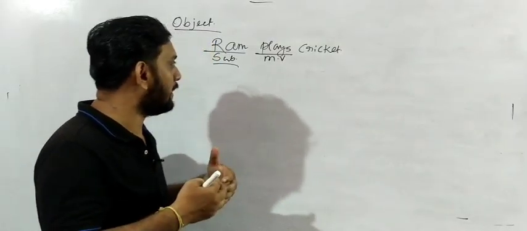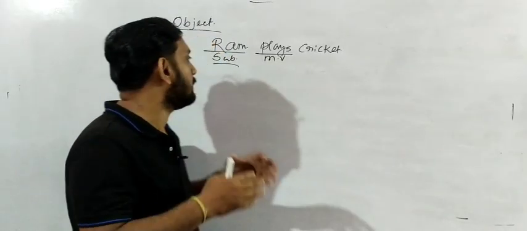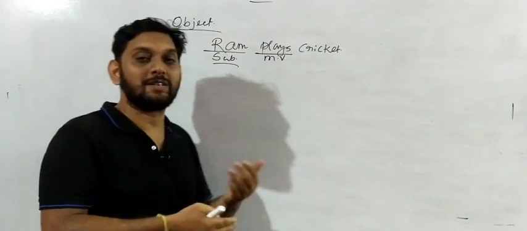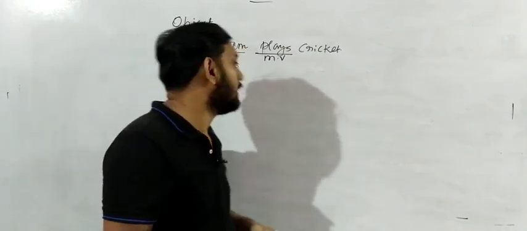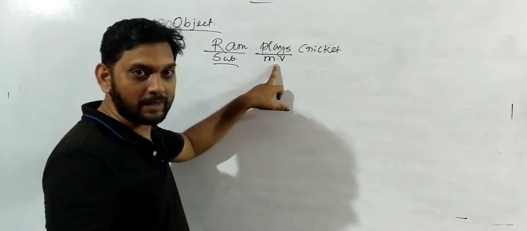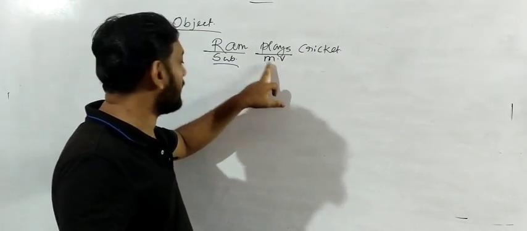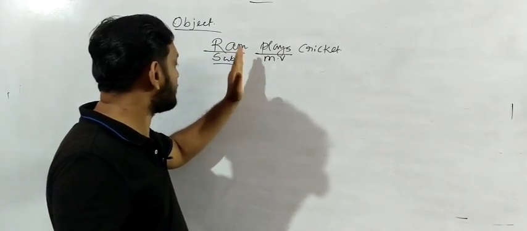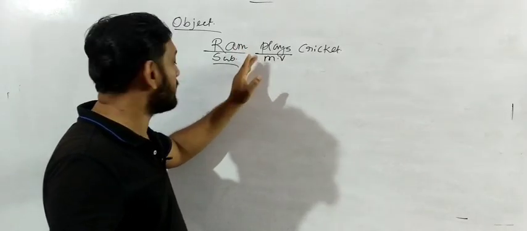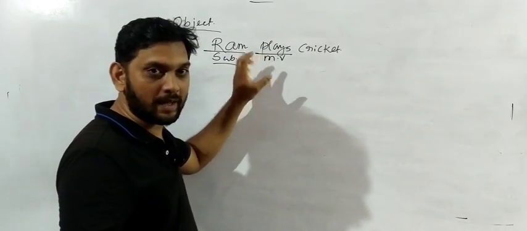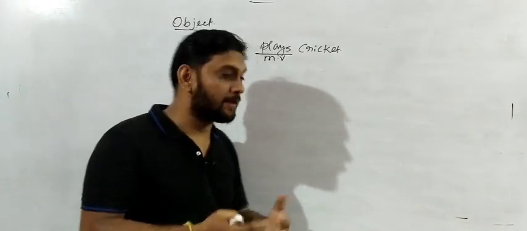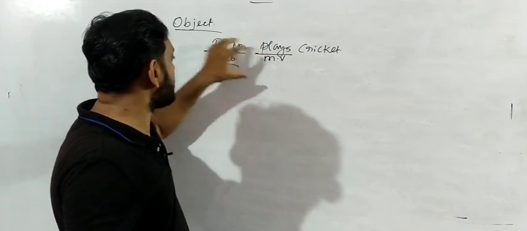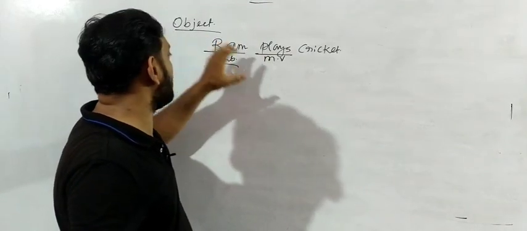So before going deep into this matter, first of all you have to understand what is object of a sentence. Object is a word which receives the action of a main verb. So here the main verb is plays, and the subject is doing the action. Yes or no? The subject does the action. What does the subject do here? The subject is Ram. Ram plays. That means the action which has been done by the subject right now is Ram plays.